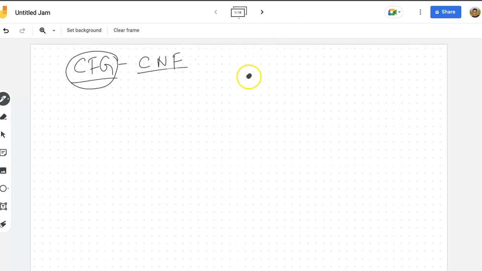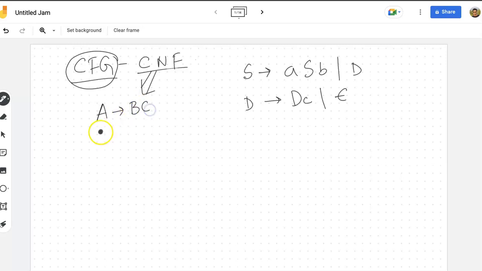So the grammar is S tends to ASB, B tends to D, and D to D small c. Now, if you remember correctly, what is the permissible format for CNF? It can be A to two non-terminals or A to a terminal. So this is the permissible format. We need to transform our context free grammar to this form only.